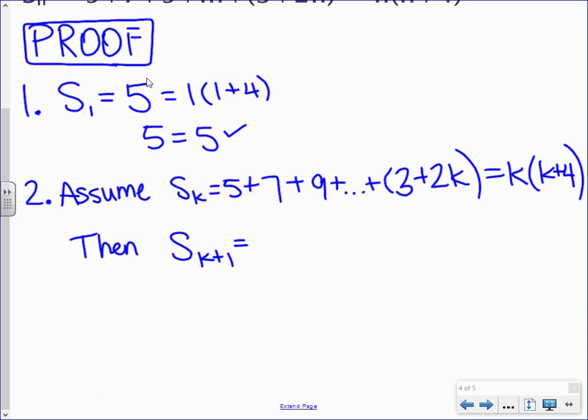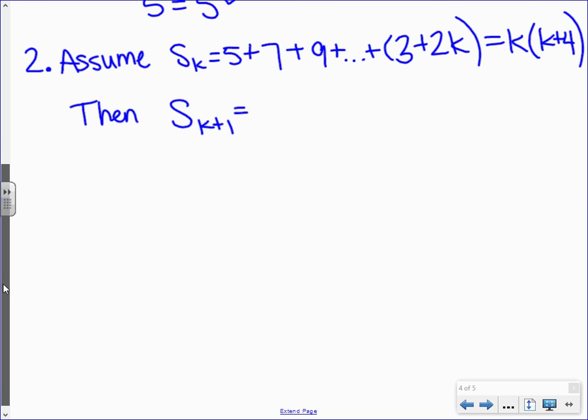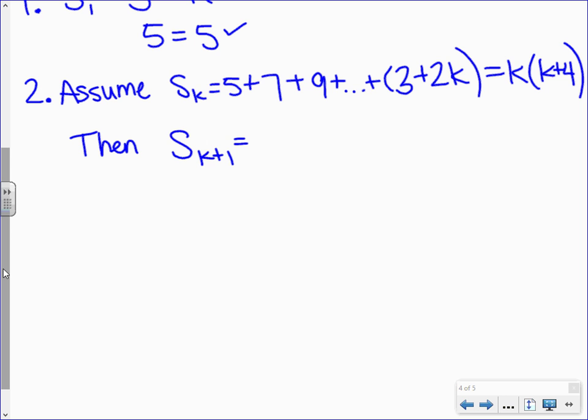Okay, so we assumed that the formula for the k sum equals k times k plus 4. Now, when we talk about the k plus 1 sum, that means we're summing up the first k plus 1 terms. So we're going to have the first k terms, that's the k sum, and then we're going to add the k plus 1 term. So take this and punch in k plus 1 instead of k.